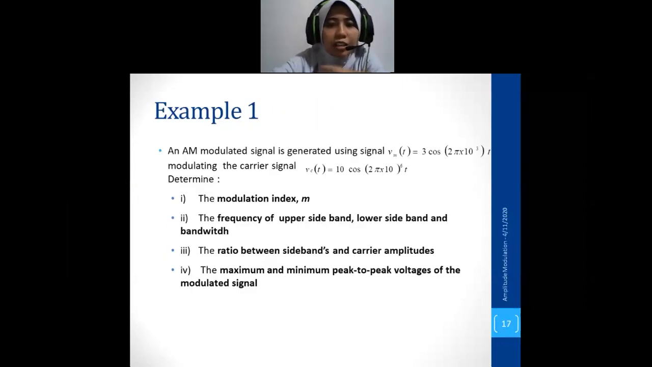Okay. And the second one, the frequency of upper sideband. Okay, how to get the frequency of upper sideband? What is the formula to get it? Is it a bandwidth formula? Then bandwidth is 2 FM, from the upper sideband to the lower sideband. But the first one, for the upper sideband, how to get the upper sideband? Omega C plus Omega M. Yes. Omega C plus Omega M.